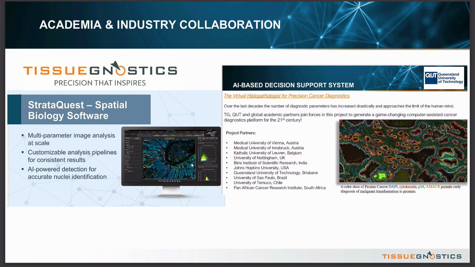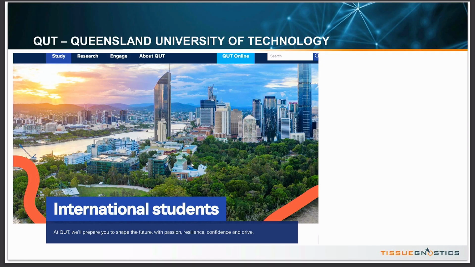PhD thesis. And as I said, I have a commercial leg, which is the company TissueGnostics. Feel free to visit us outside at the booth if you want to know about the products. But also still an academic leg. I'm working at Queensland University of Technology, and here we are specifically working on a project called the Virtual Histopathologist for Precision Cancer Diagnostics. This is mainly development of deep learning algorithms for analysis of histological samples.